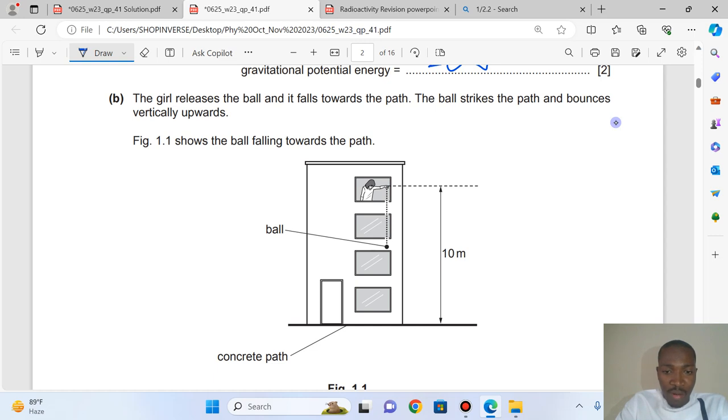Then it hit the floor and bounced upwards at the velocity of 12 meters per second. While moving downwards before hitting the floor, its velocity was 14 meters per second. So the ball hit the floor and bounced back upward. After hitting the floor and bouncing back upward, it bounced upward with a velocity of 12 meters per second. Take note that this is the final velocity, the 12 meters per second, while the 14 meters per second is the initial velocity.